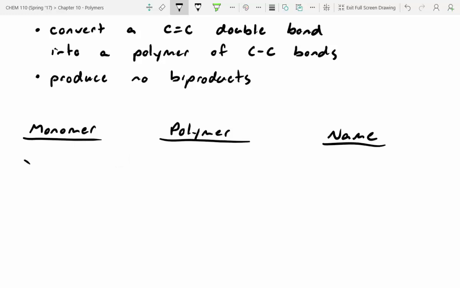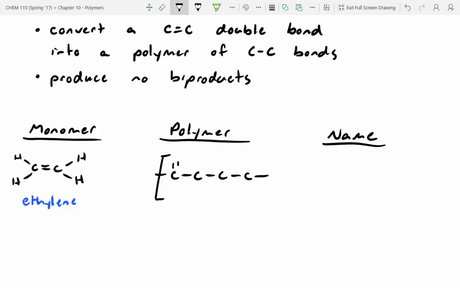So we already did the first one, so I'm just going to repeat it just so we've got everything in one nice list. We said this was ethylene. We said the polymer was polyethylene, so I'll just do two repeating units in brackets. And I'm just going to put a bunch of H's on here. And theoretically, that could continue on forever. And we said the name of this is polyethylene.